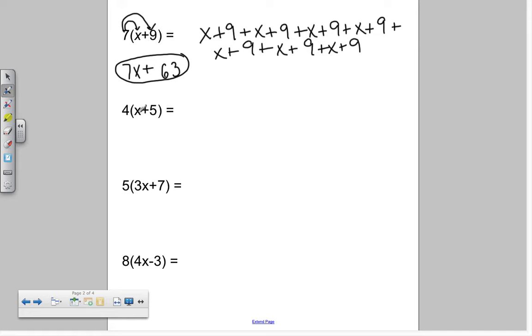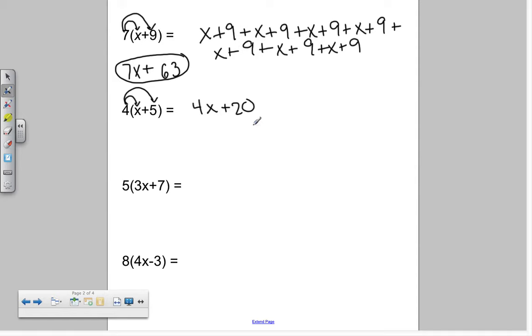I've got 4 groups of x plus 5, so if I multiply 4 times x, I'll have 4x. If I multiply 4 times 5, I'll have 20. Frequently, people forget the sign in the middle, so don't forget to recopy 4x plus 20.